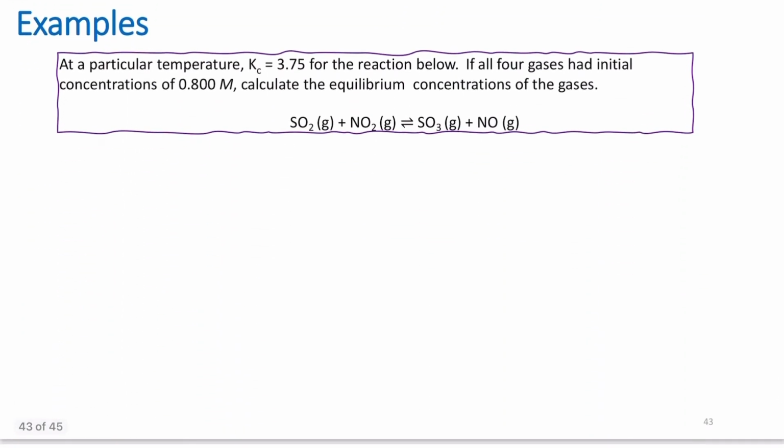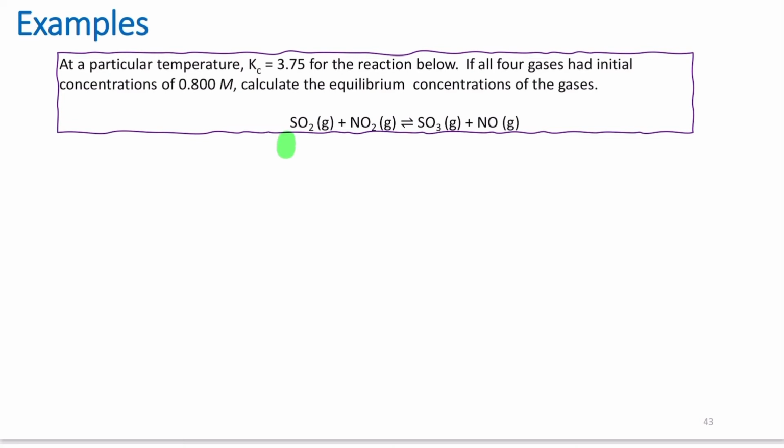At a particular temperature, K equals 3.75 for this reaction. If all four gases had initial concentrations of 0.8 molar, 0.8000 molar specifically for sig figs, calculate the equilibrium concentrations of the gases.